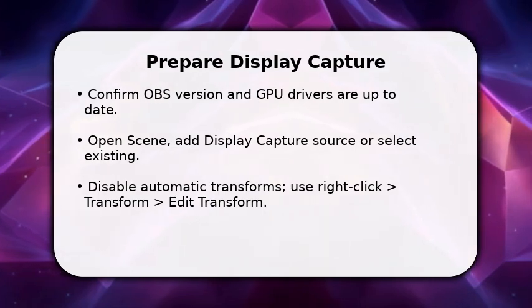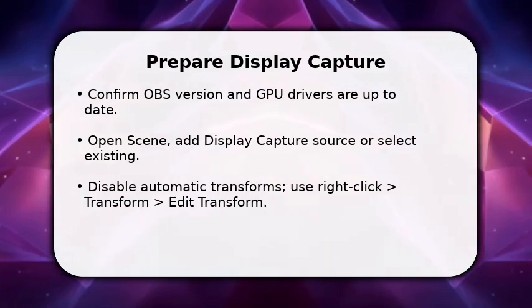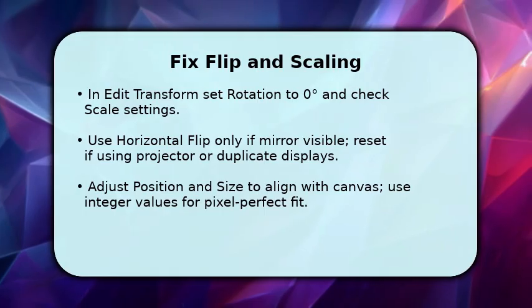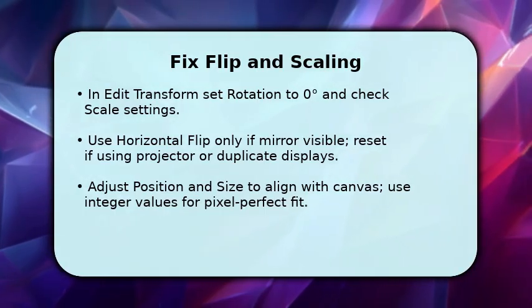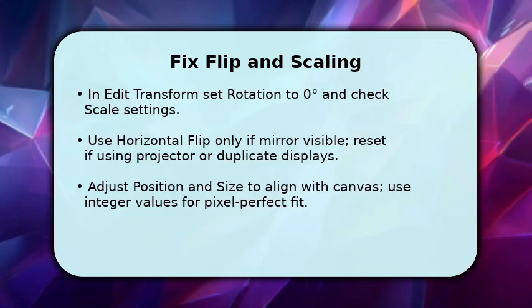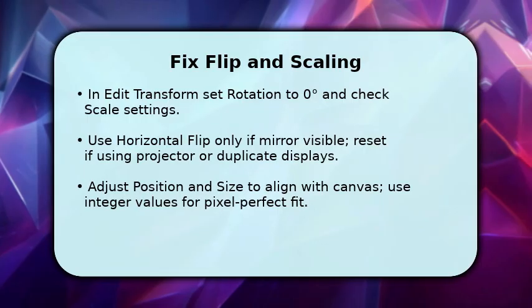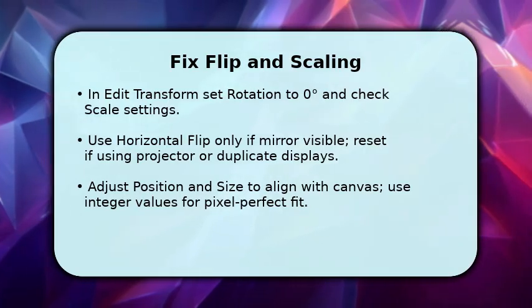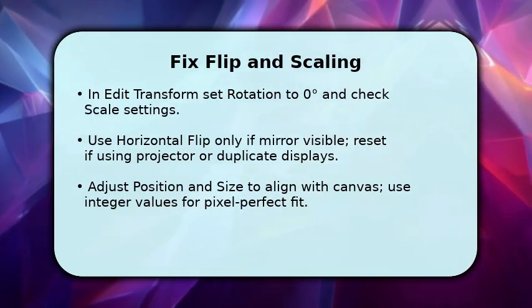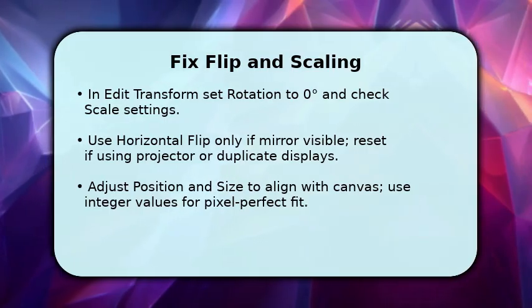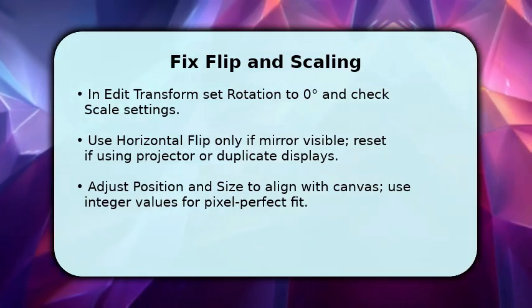Now focus on correcting the flip and scale. In Edit Transform, set rotation to 0 degrees and inspect scale. Fractional scales create blur, so switch to integer or exact fractions like 0.5 when intended. If the image is mirrored, toggle horizontal flip. If you have a duplicated or projector setup, flipping can make things worse, so verify your monitor arrangement.